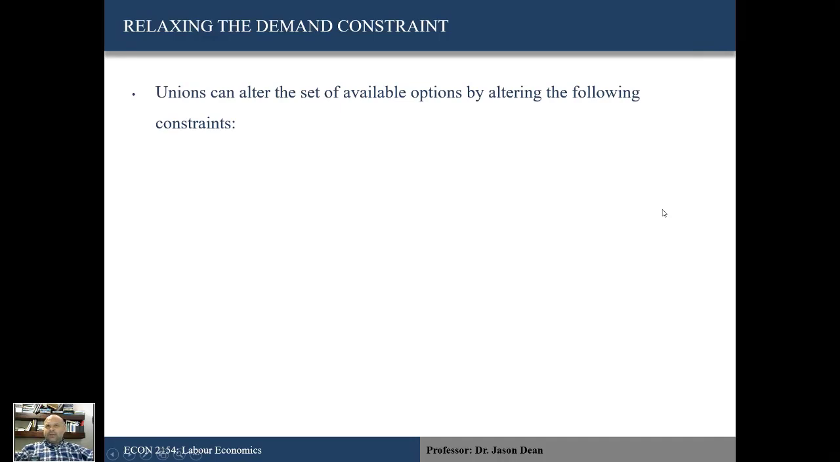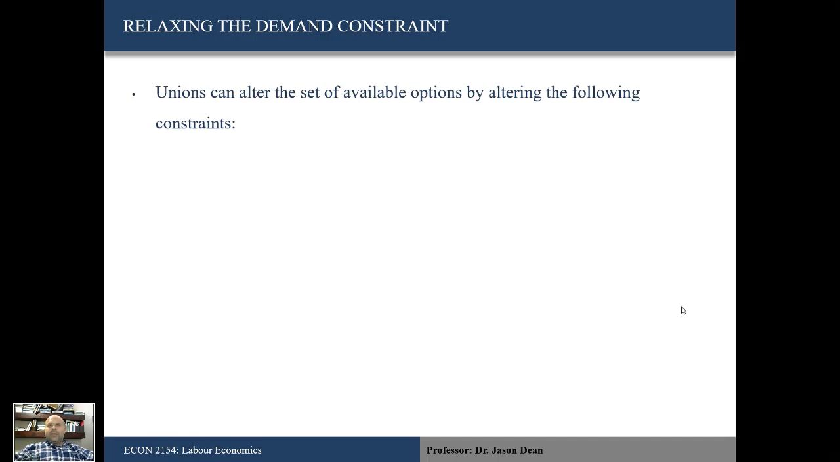So now we're going to relax the demand constraint. Unions can alter the set of available options by altering the following constraints. And just to note, the theory outlined so far does not predict a unique wage and employment outcome. We just had a range. To complete the theory, we'll need an explanation of the bargaining outcome of the two parties. Let's look at two closely related possibilities.